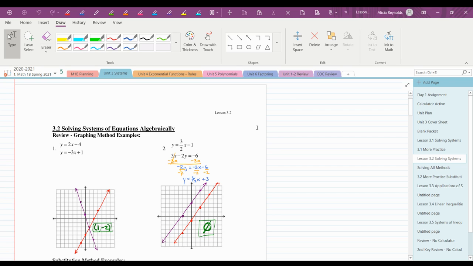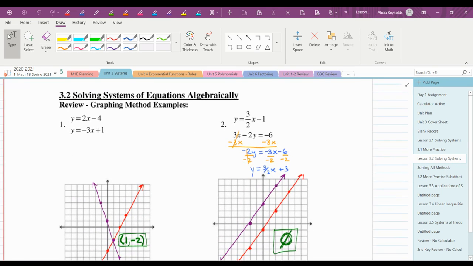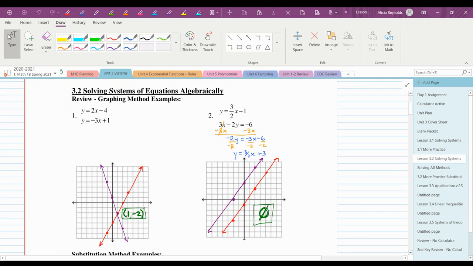This video is for Math 1, Unit 3, Lesson 2, reviewing systems of linear equations. These first two examples are a review of the graphing method. So if we're given equations in slope-intercept form, we can graph the lines and find their intersection. The intersection is the solution to the system.